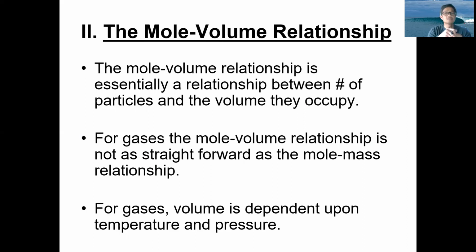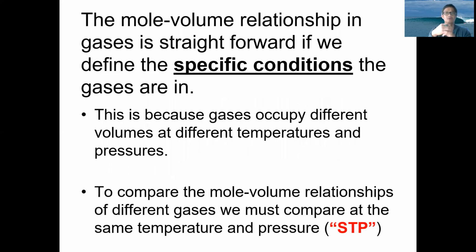However, with gases, we said that gases have indefinite volume and indefinite shape, meaning that their volume changes. And that change makes it a little bit more difficult to deal with gases and to predict what volume is occupied by a certain number of particles of a gas. But there is a way that we can do that, and it requires that we specify the conditions at which these gases exist.